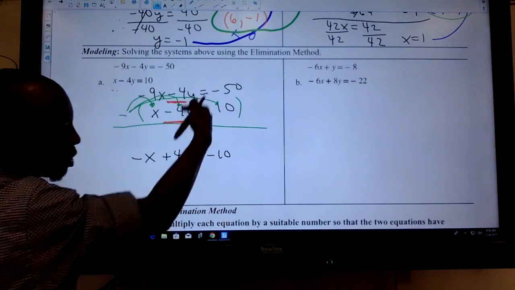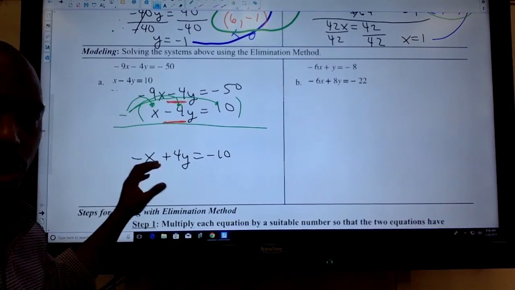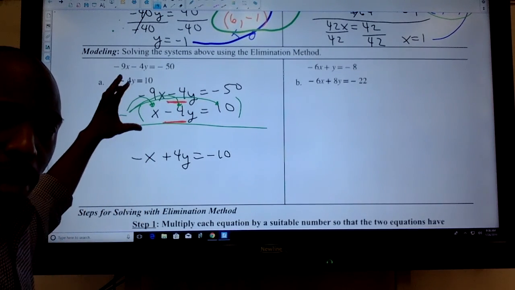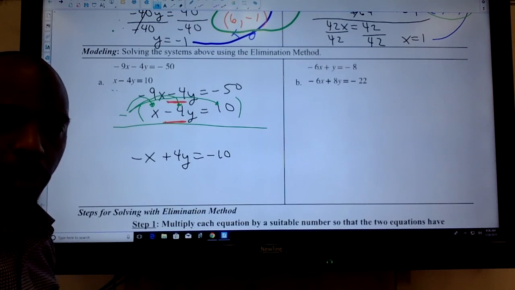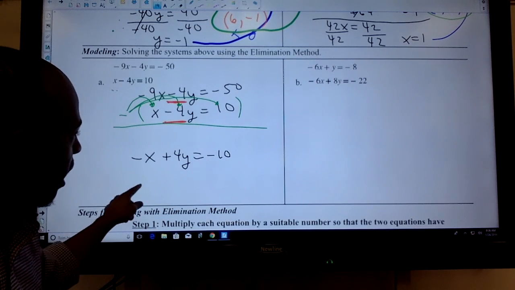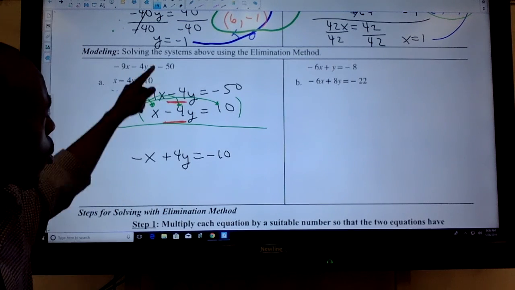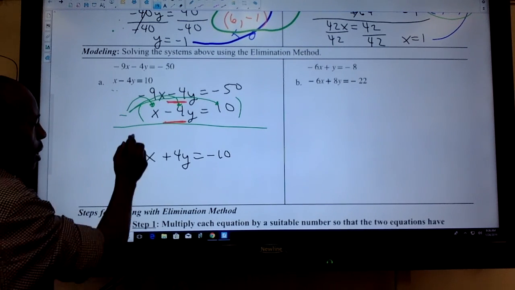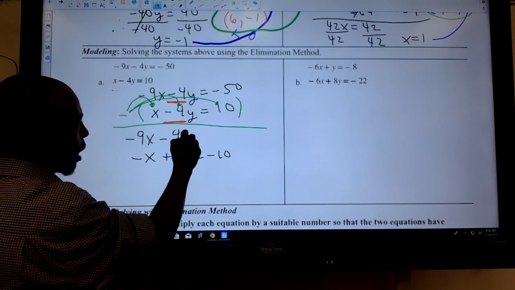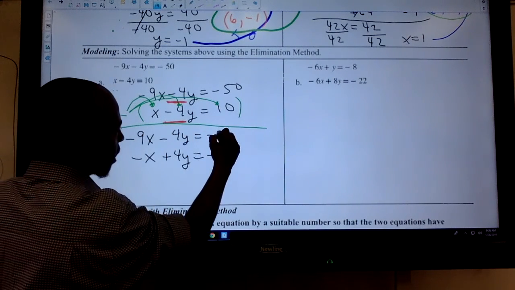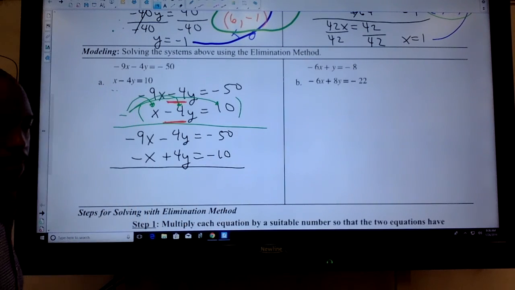Now, notice I'm using a lot of space here, and the only reason is that I want to make sure you're able to see it. If you can make it more condensed on your paper, that's wise. That way you don't use up all your space, okay? But I have negative x plus 4y equals negative 10. When I go to rewrite the first one here, I rewrite negative x minus 4y equals negative 50, okay?